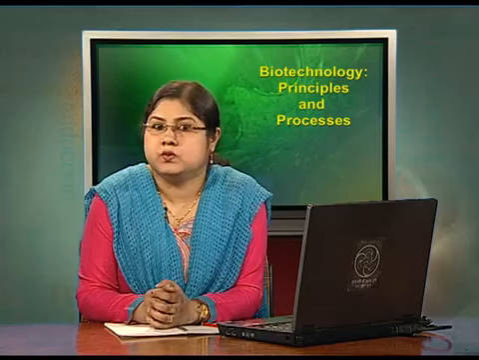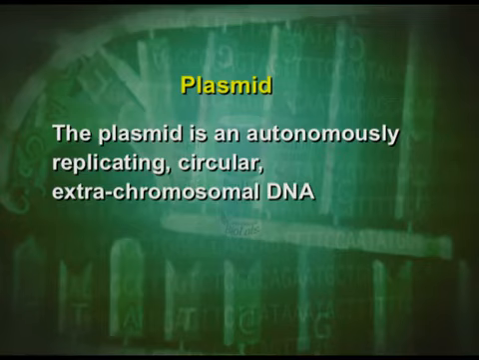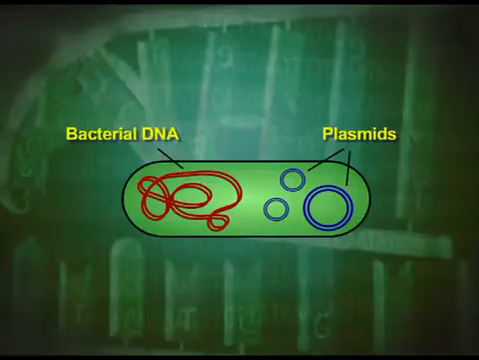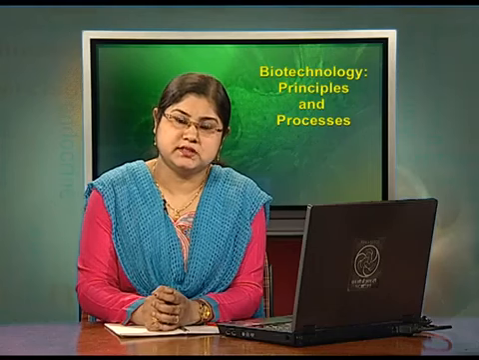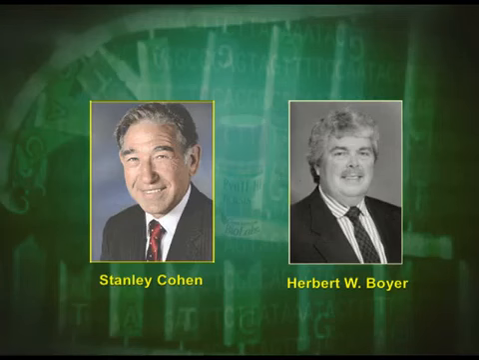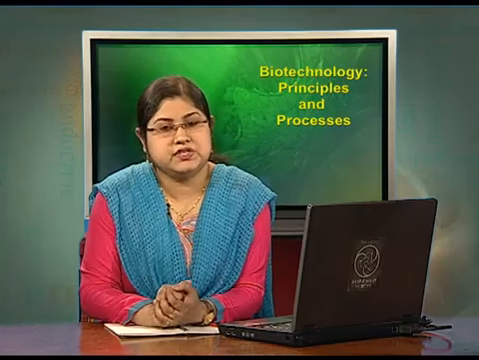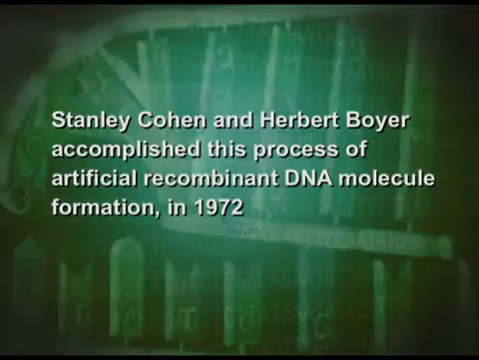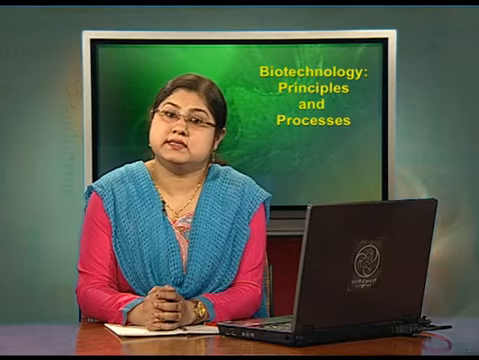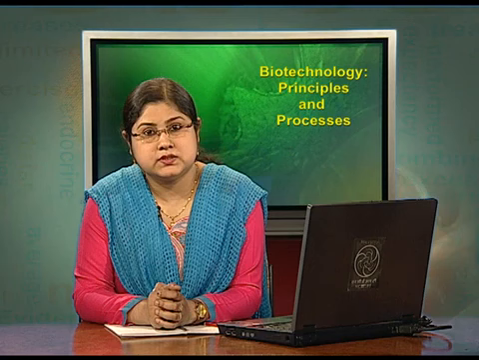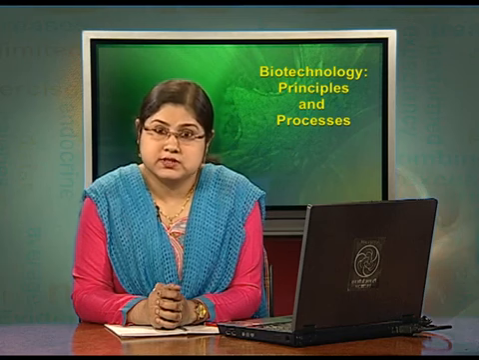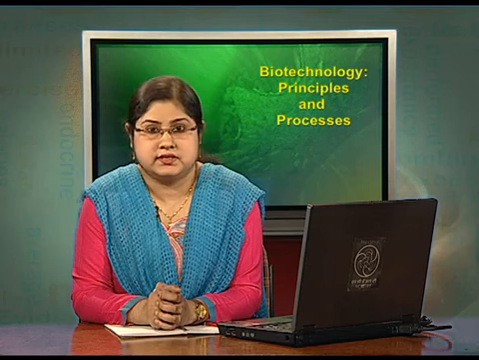Here, let me tell you, the plasmid is an autonomously replicating circular extrachromosomal DNA. Here in this illustration, you can observe a bacterium with enclosed plasmids showing chromosomal DNA and plasmids. It should be mentioned that Stanley Cohen and Herbert Boyer accomplished this process of artificial recombinant DNA molecule formation in 1972. They did this by isolating the antibiotic resistant gene, cutting out a piece of DNA from a plasmid which was responsible for conferring antibiotic resistance.